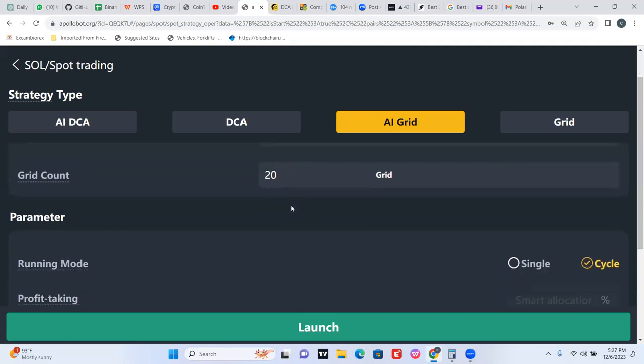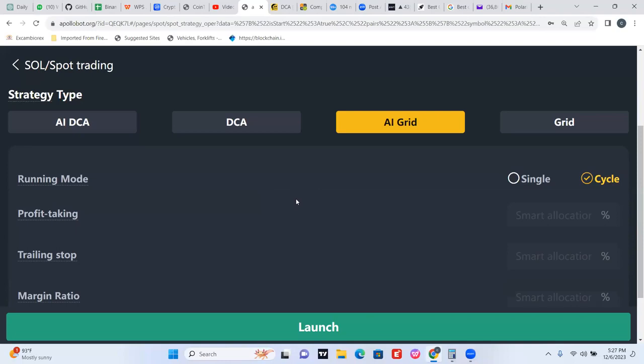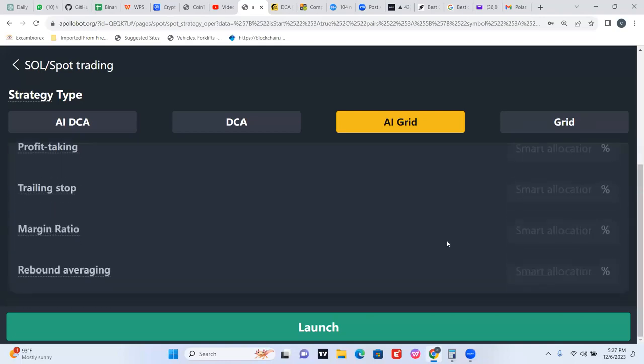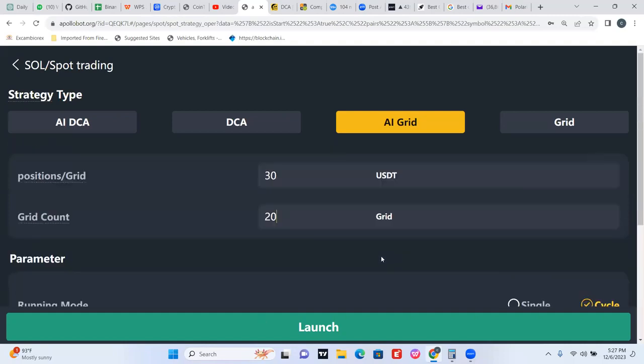Okay, so I use the AI grid. I just do this and that's all. I leave it on cycle, and next thing I just tap on launch. Then the robot starts to trade. So what's the advantage? It will trade for every grid. For every grid, it will buy Bitcoin and sell Bitcoin.